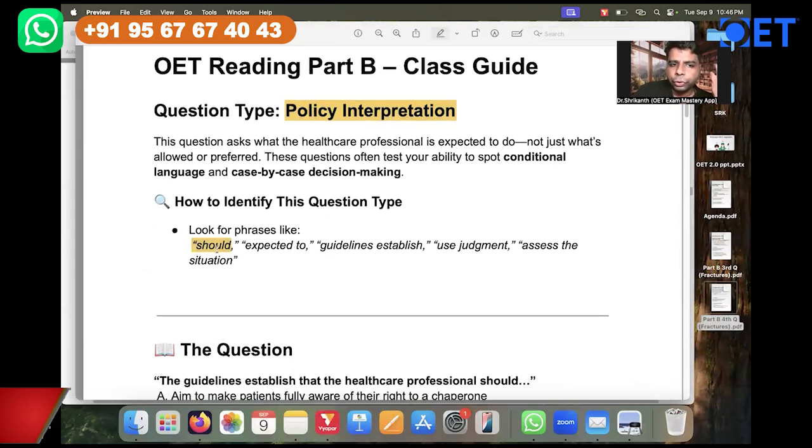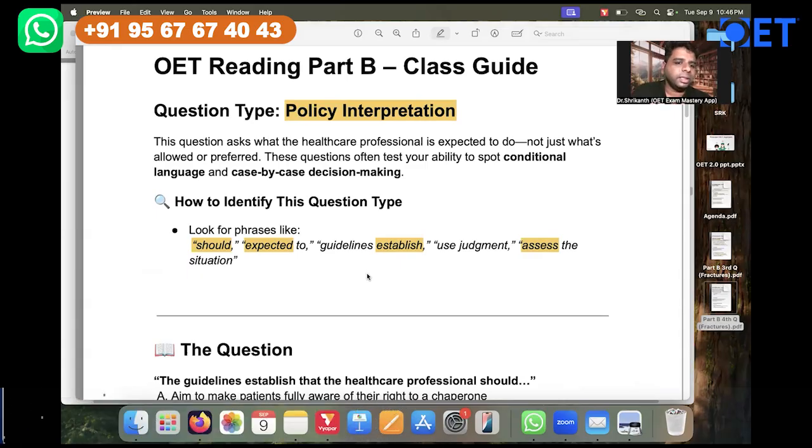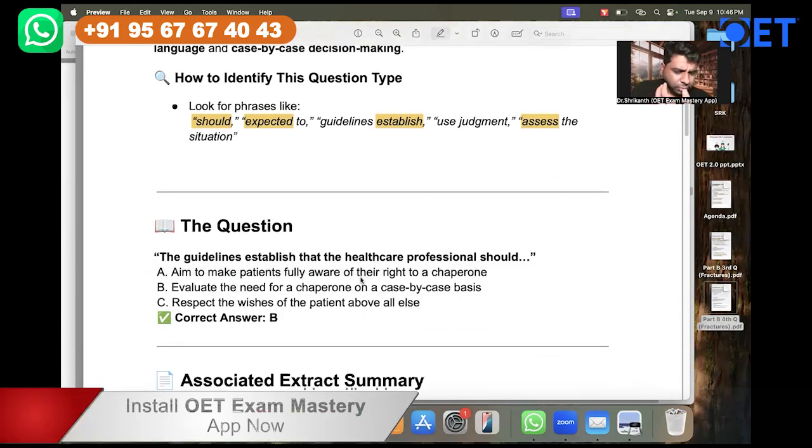So again, should, expected, guidelines, establish, assess the situation. So these are all expectations. These are not obligations. These are not compulsions. It is just a recommendation. It is just a suggestion. It is just an expectation from them. So there is a little bit of flexibility over there.